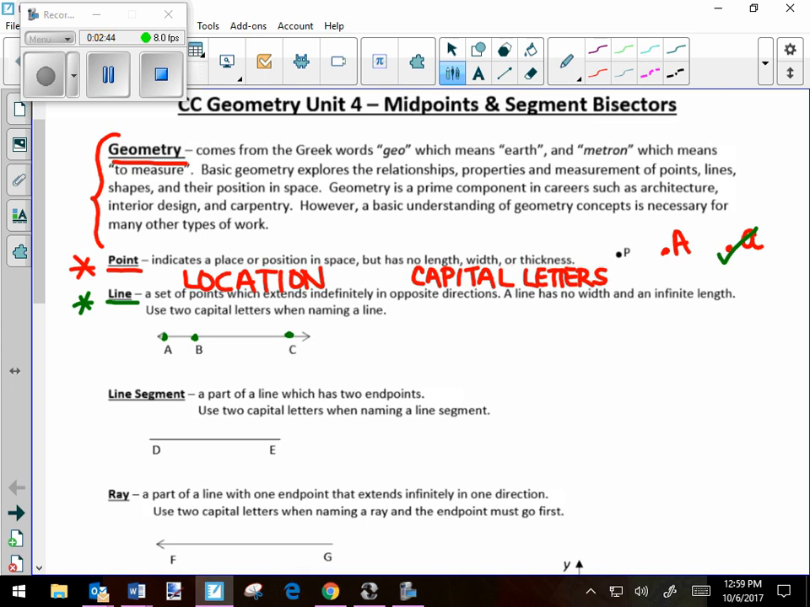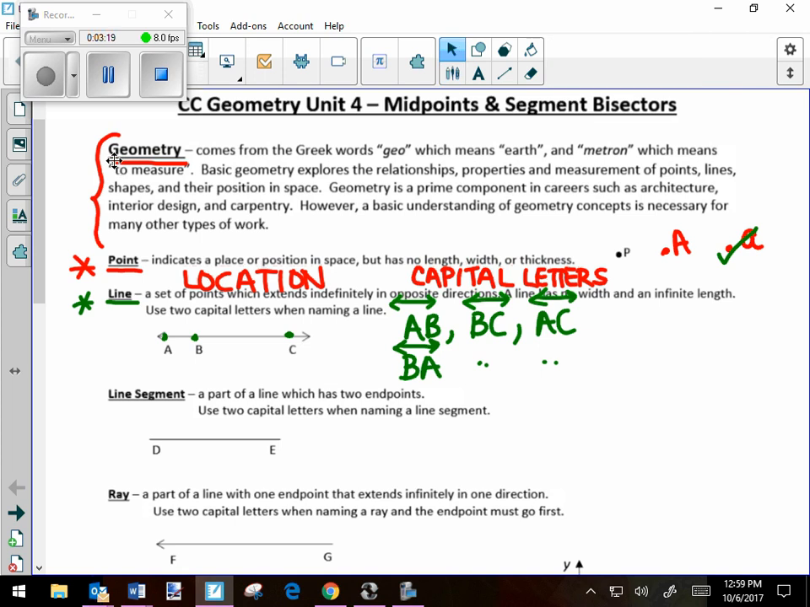So if I'm naming this line, I use two capital letters representing two points that are on the line, and I put a line symbol over the top of it. The arrows indicate it goes forever. I could also call this line BC, and it's the same line. It's the straight line that passes through points B and C. I could also call it AC. The order of the points does not matter, so I could also call this line BA instead of AB, and the same thing for this and the same thing for this, where I could reverse the letters.